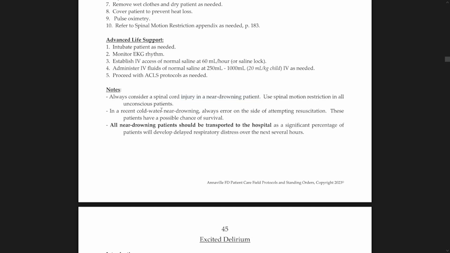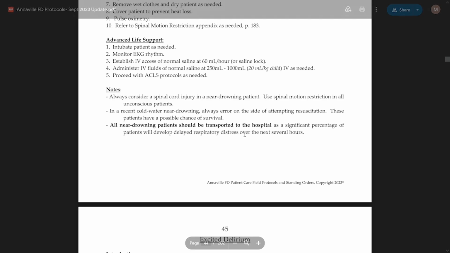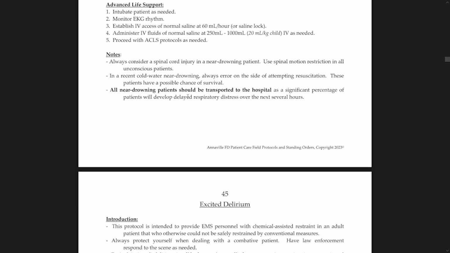In a recent cold water near drowning, always err on the side of attempting resuscitation. These patients have a possible chance of survival. All near drowning patients should be transported to the hospital because there's a significant percentage of patients that will develop a delayed respiratory distress over the next several hours. So even if we save them, even if they say, I'm okay, I don't need to go to the hospital, push it as hard as you can for them to go to the hospital because they need to go for this potential delayed respiratory distress.